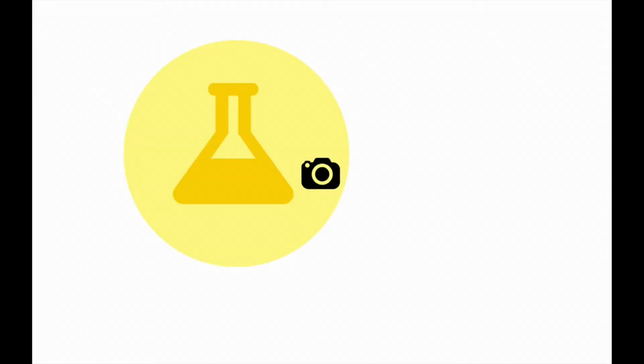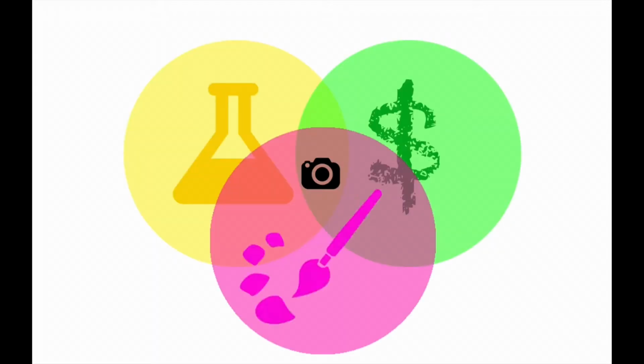Besides science, another important ingredient in the development of photography is commerce. Actually, you could say there are 3 key areas that have pushed the development of photography forwards: science, commerce, and art.